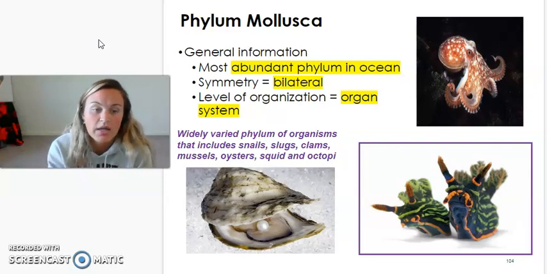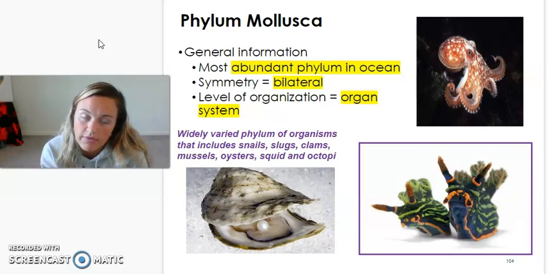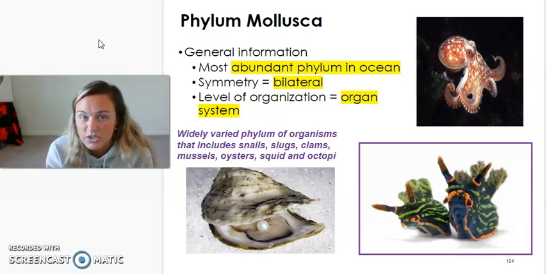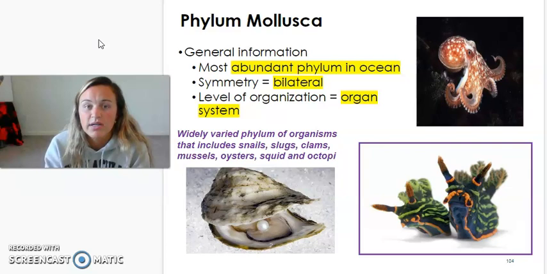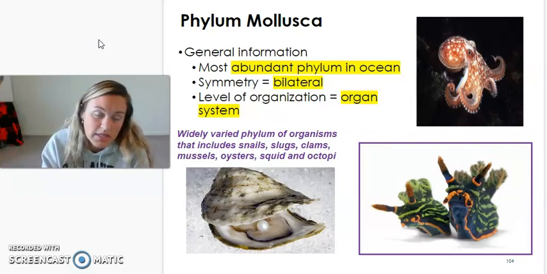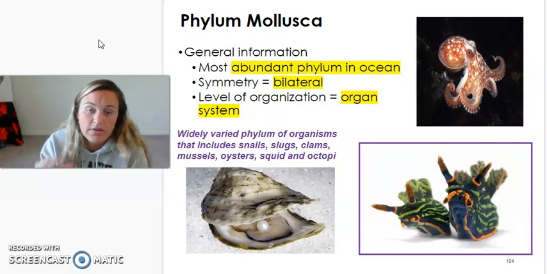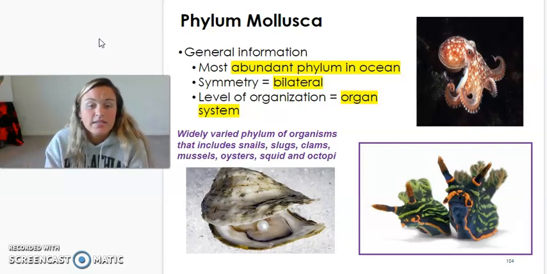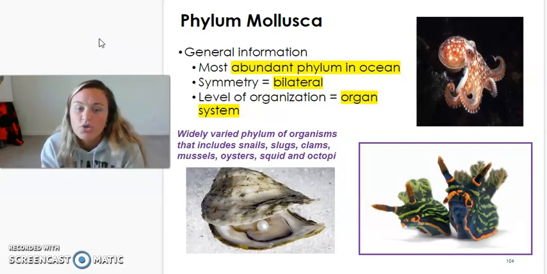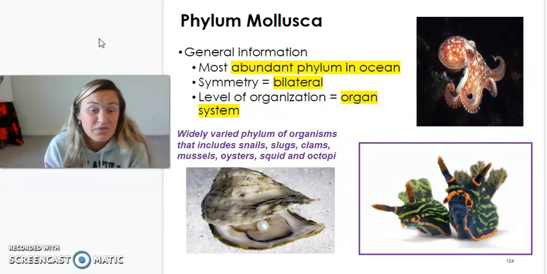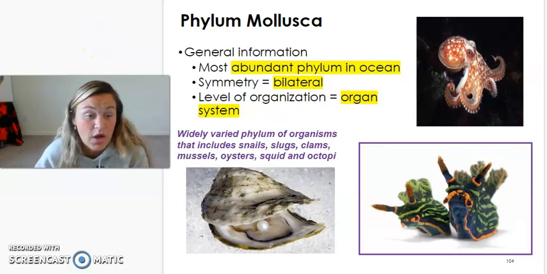So we started out talking about sponges that are organized at the cellular level. We then talked about cnidarians like jellyfish and corals and sea anemones that are organized at the tissue level. And now we're going on up to our most complex organisms that are organized at the organ system level, meaning that they have tissues that build organs, and then those organs all work together to form these different organ systems that keep these things alive. All right, and this is the most abundant phylum in the ocean because it encompasses so many different types of organisms. So it can include snails, slugs, clams, mussels, oysters, squid, and octopuses as well.